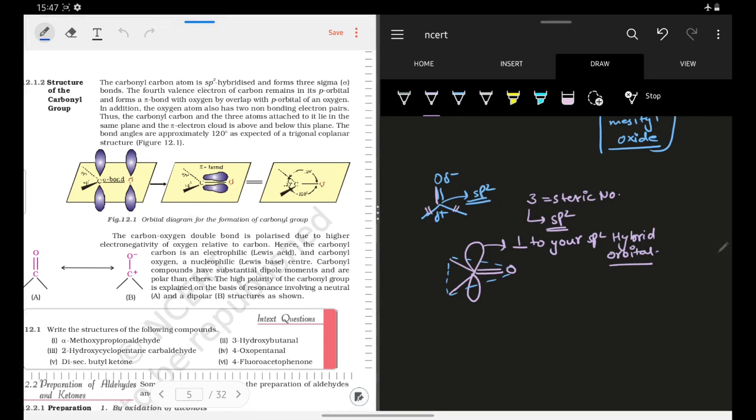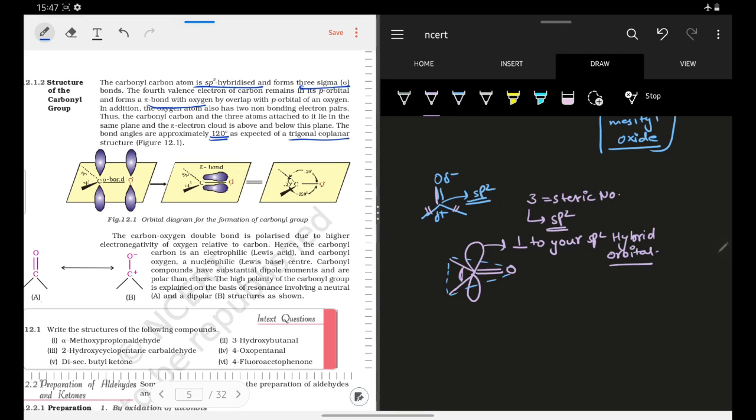The carbon atom is sp2 hybridized from 3 sigma bonds. Then we have the pi bond, and the pi bond occurs from the overlap of the p orbital of the carbon atom and the p orbital of the oxygen atom. And then we know that 120 degree will be the bond angle. Why would 120 degree be the bond angle? Because an sp2 hybridized carbon atom is trigonal planar and the bond angle becomes 120 degree. So it is a trigonal coplanar structure.